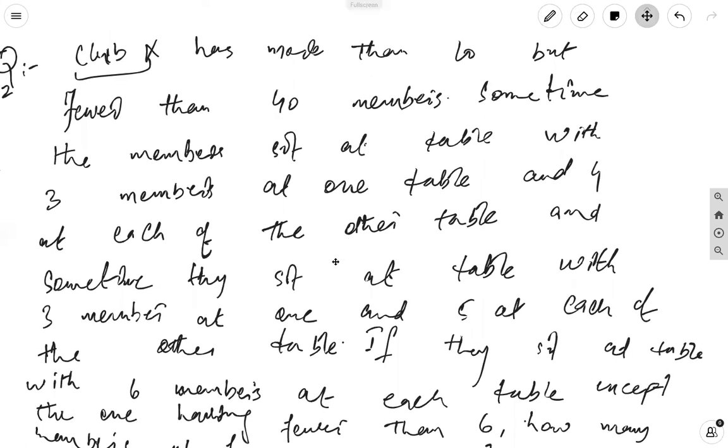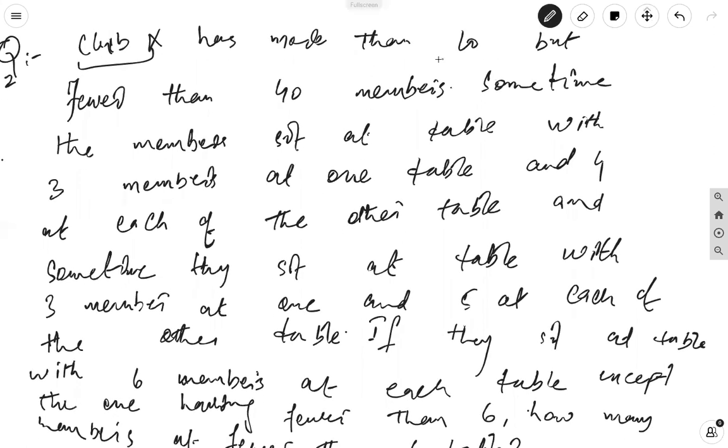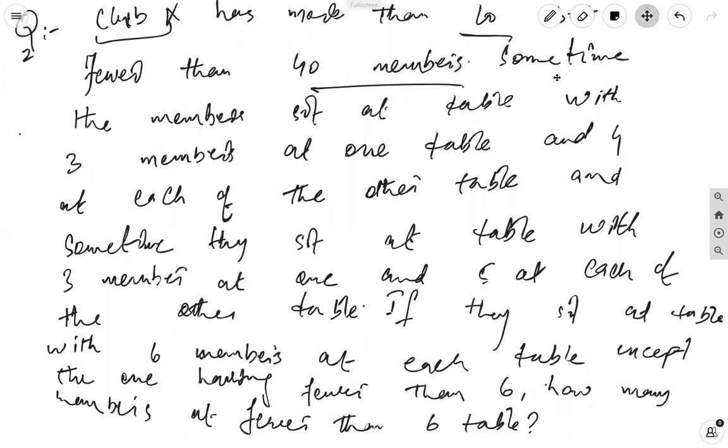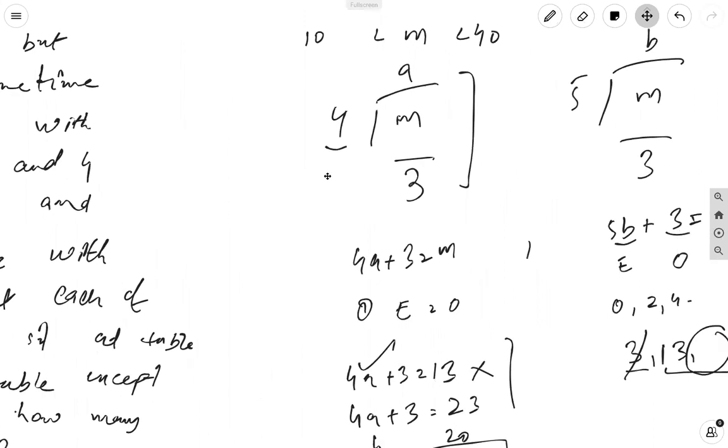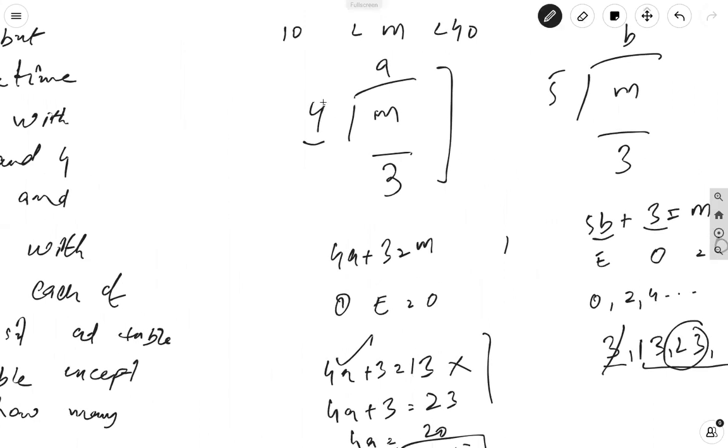There is some sort of club having members between 10 and 40. First of all, the members are between 10 and 40. Afterward, they said that sometimes the members sit at a table with 3 members at one and 4 at each of the others. So this means if all of the members are sitting at tables with 4-member capacity, there are only 3 members left, right? For those 3 members, there will be a table with 3 members. So when the total number of members is divided by 4, the remainder is 3.